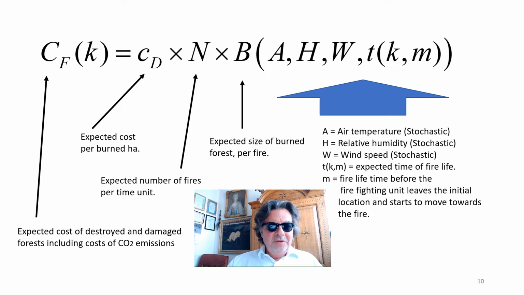In this picture we see Cf, the expected cost of destroyed and damaged forests, and see how this is containing different parts, namely the expected cost per burned hectare, CD, the expected number of fires per time unit, capital N, and B, the expected size of burned forest per fire, where B is a function of air temperature, humidity, wind speed, and the time that the fire has been alive, where this is a function of k and M, where M is the fire lifetime before the firefighting unit leaves the initial location and starts to move towards the fire.